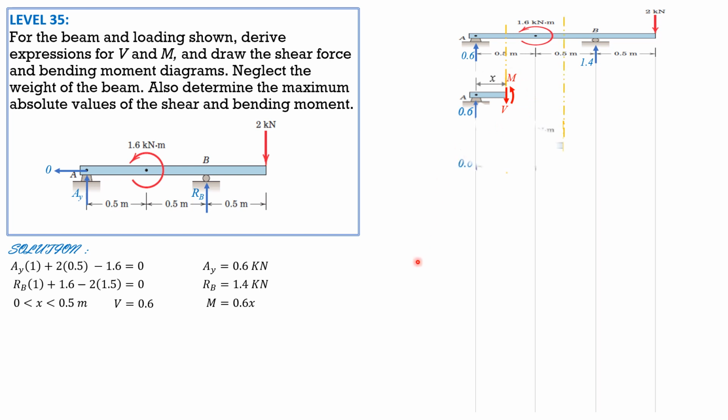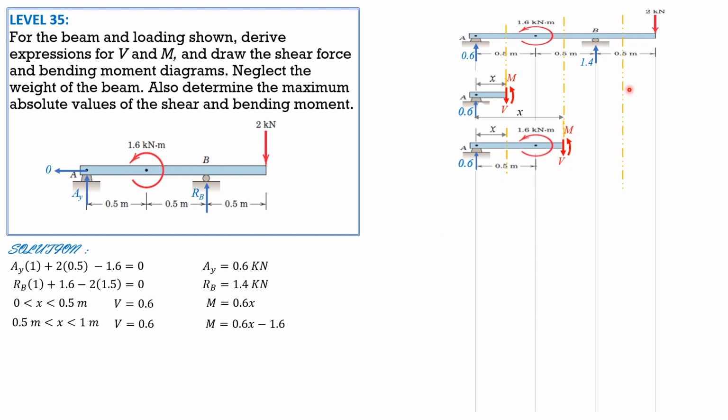Then for the next section, this is the free body diagram considering the forces to the left. So positive shear is called the distance x, positive shear is downward, moment is counterclockwise. So shear equals 0.6. So no change because this is a couple. So for 0.5 up to 1, shear is still 0.6, but the moment is 0.6 times x minus 1.6. That's the moment equation.